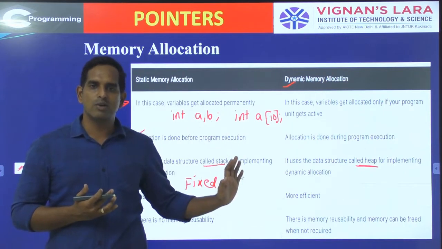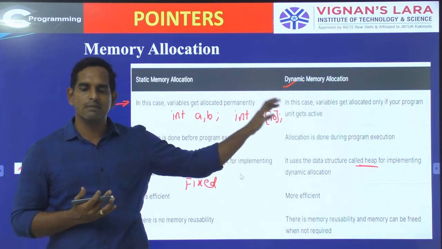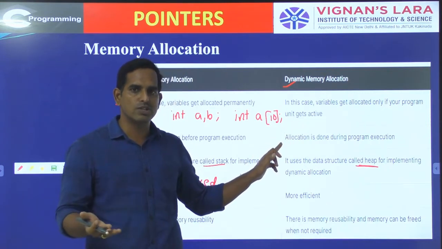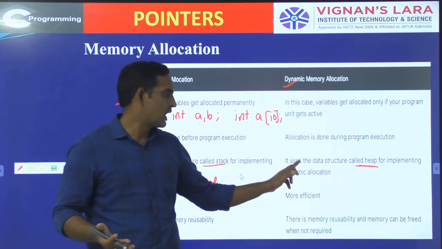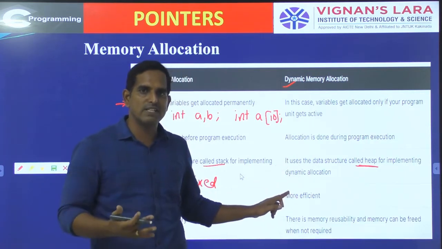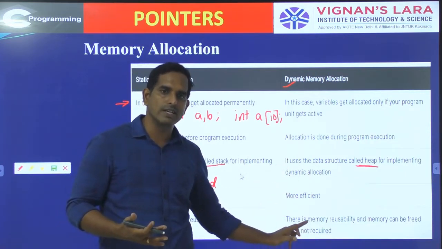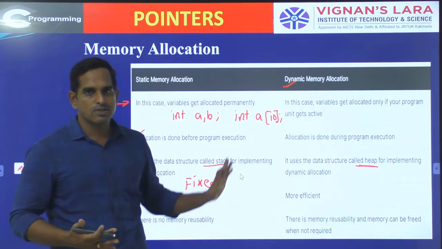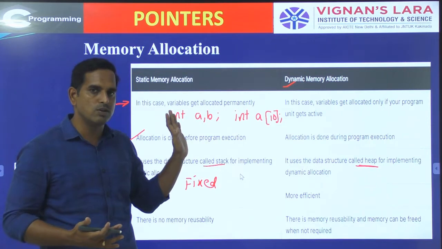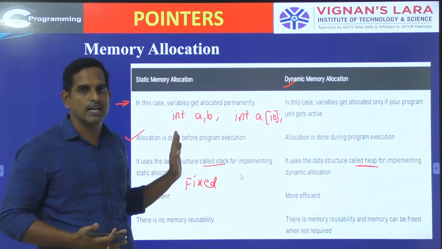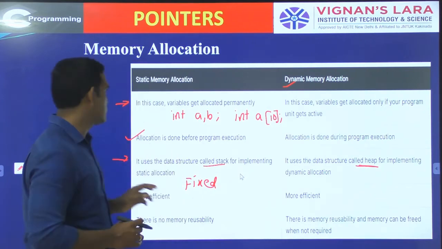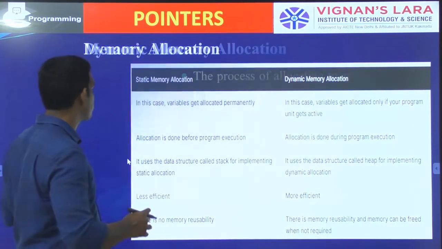As you can remember, dynamic memory allocation is done during the execution of the program, it is implemented by a heap, and it is more efficient. Why? Because you can reuse your memory. So these are the advantages of dynamic memory allocation. You should be able to differentiate between static memory allocation and dynamic memory allocation. So this is about your memory allocation.